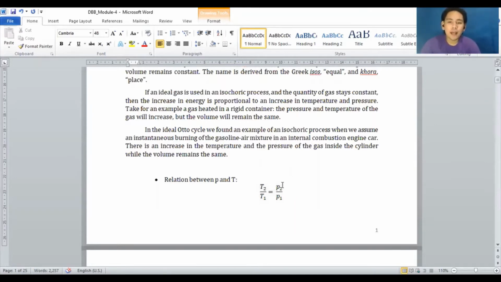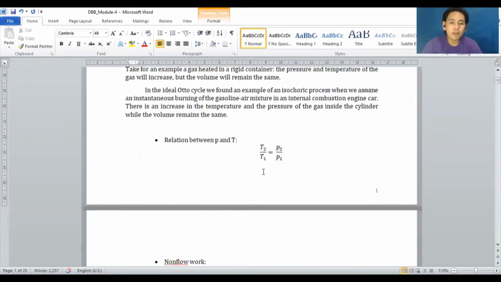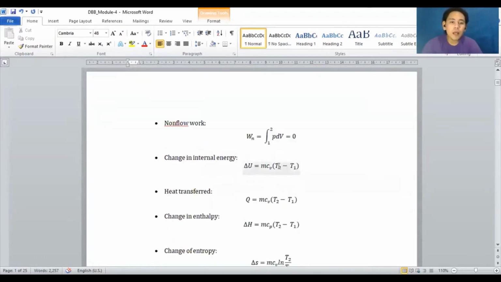This formula derives from the ideal gas equation, which is P1 times V1 over T1 equals P2 times V2 over T2. Since it is an isometric process, we cancel the volume since it is constant. Therefore, all we have left in the formula is P1 over T1 equals P2 over T2. Deriving that, we come up with this equation: T2 over T1 equals P2 over P1.